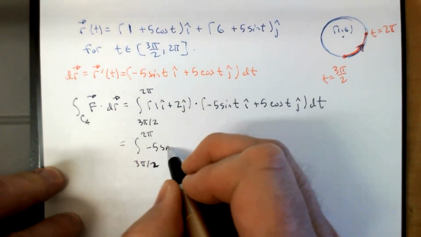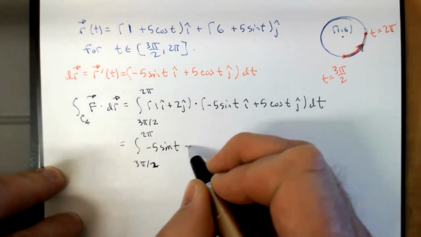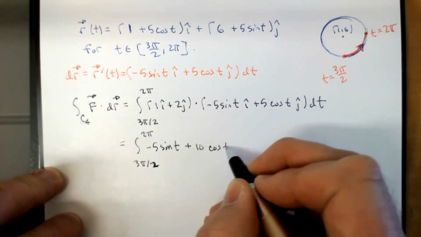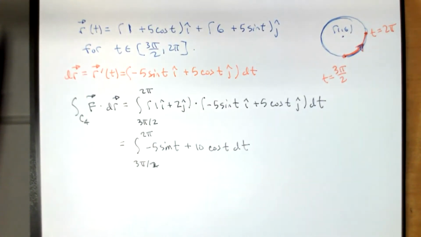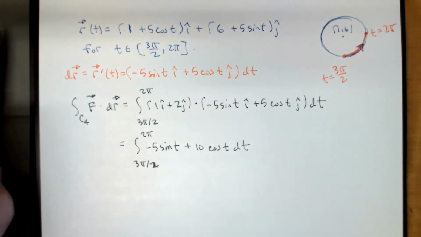So -5 sine t plus 10 cosine t dt. The i's: 1 times -5 sine t, and for the j's, 2 times 5 cosine t for 10 cosine t. We're going from 3 pi over 2 to 2 pi. So we can see that the sine is going to give us a -1, and the cosine is going to give us a 1. Any questions?